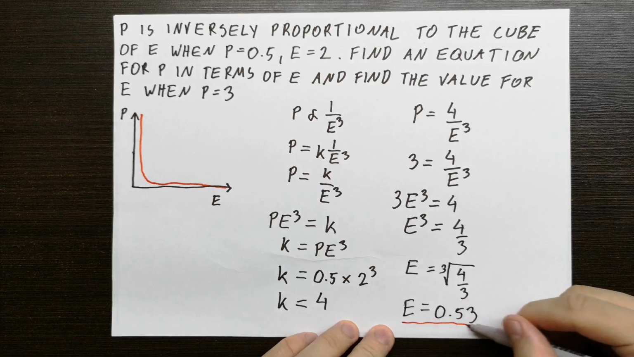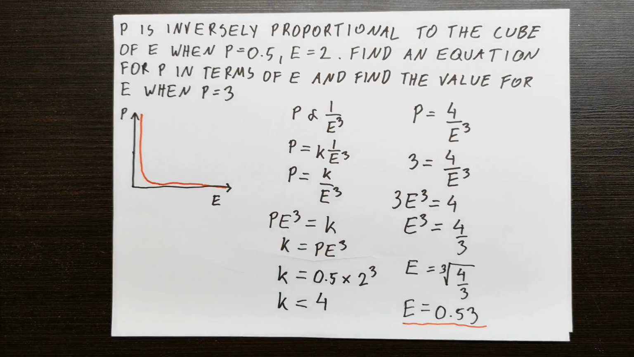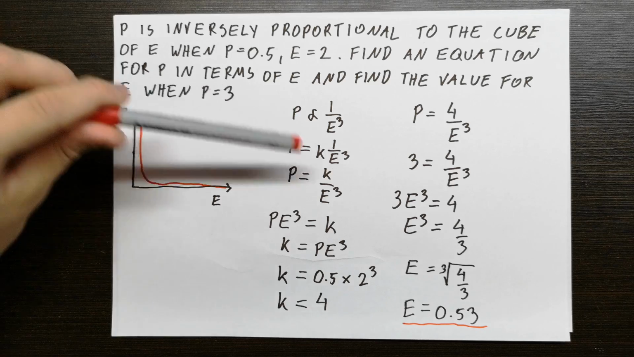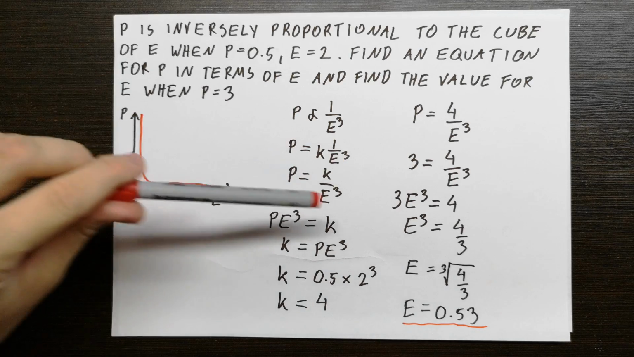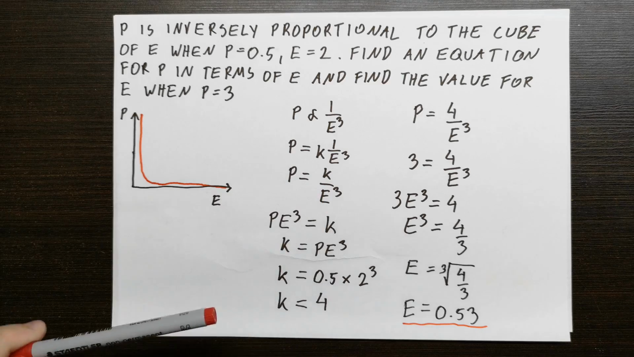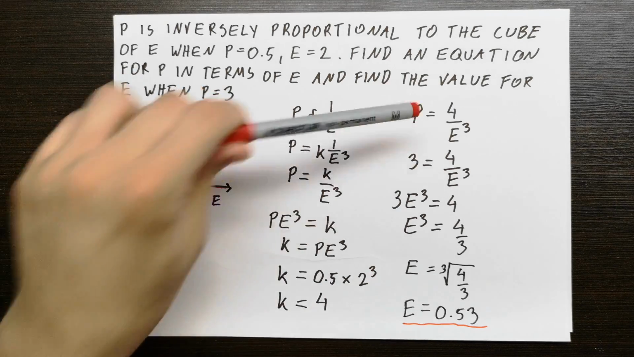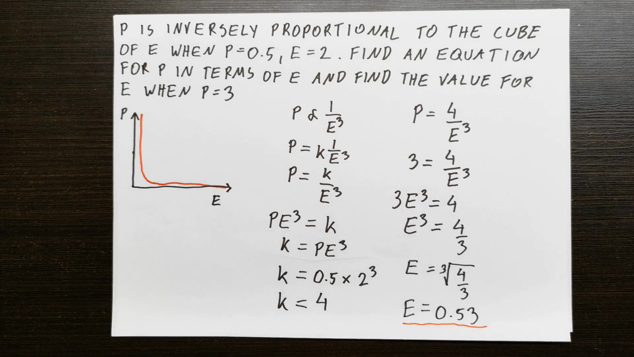So you can see how we followed the core principles. This question was a little bit more complex. There were a few hurdles in a way, but we still followed the core principles. We came up with the proportionality. We came up with the equation, and then we found the constant K, and then we used that constant K to find an equation for P in terms of E. And then it's just going downhill. We just have to rearrange some stuff, plug in the values, and come up with what they wanted us to come up with.